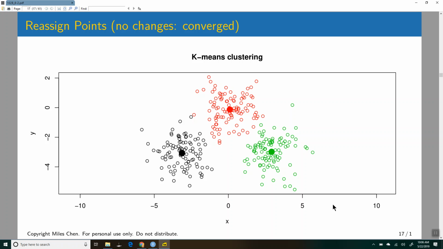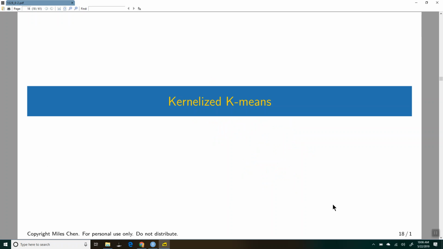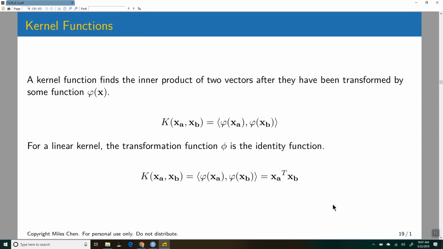K-means clustering works really well for data that looks like this, where the data is on the same scale and Euclidean distance is a good measure of similarity. But it fails when Euclidean distance is not the best measure of similarity. For that, we're going to use a kernel function, and we'll do kernelized K-means clustering.